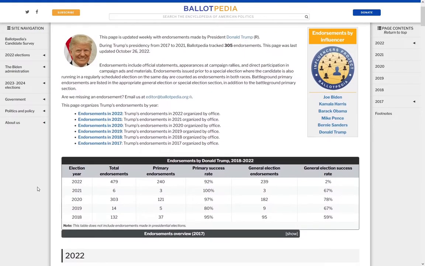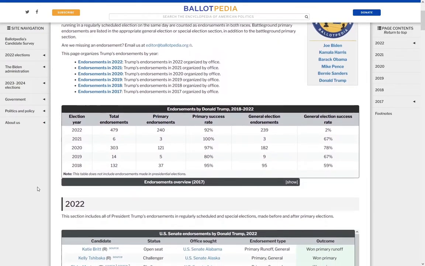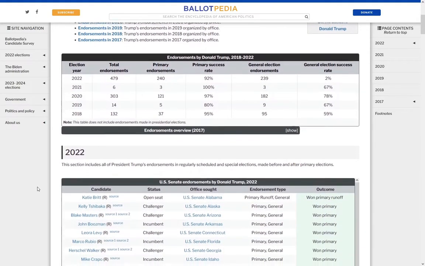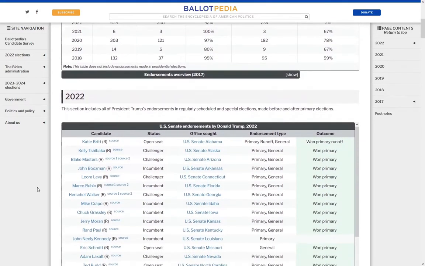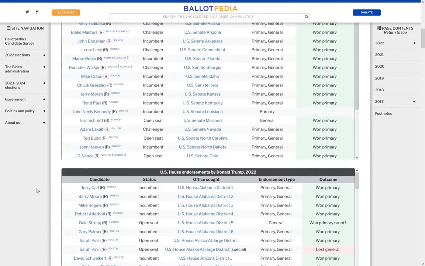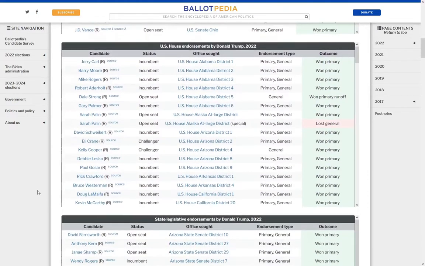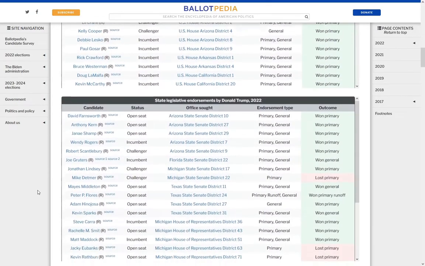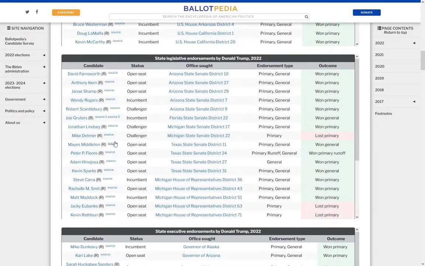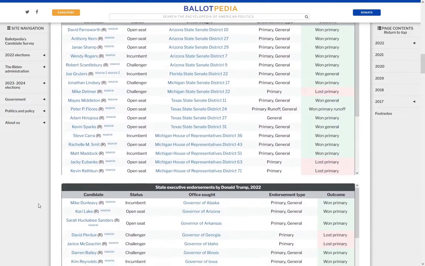This table has a summary of his success rate for the primaries and for the general election. And then it has a table with all of his U.S. Senate endorsements. There's U.S. House endorsements, and there's even state legislative, state executive endorsements, and it also has the source for all of these endorsements as well. And again, there is a lot here. It's easy to spend an hour or two just looking through some of this stuff.